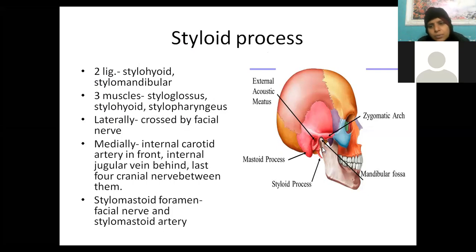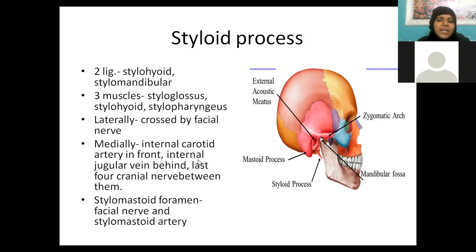So this styloid process is laterally crossed by the facial nerve. Are you there? Medially, it is... Oh, sorry, my thing was on mute. I thought I was audible.